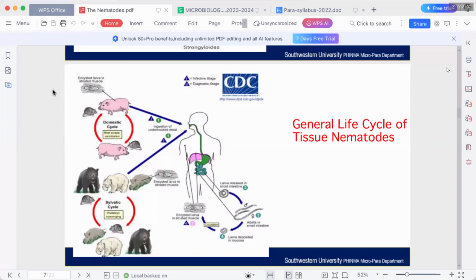The larvae are usually found in the striated muscles or in the muscles. So if the meat is not properly cooked, of course, the parasite will stay there and will be digested to your stomach and then to the intestine.